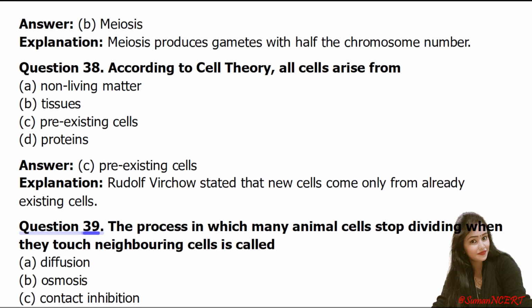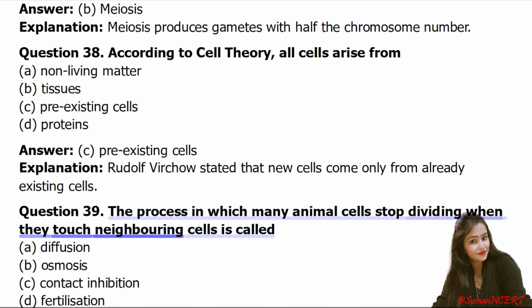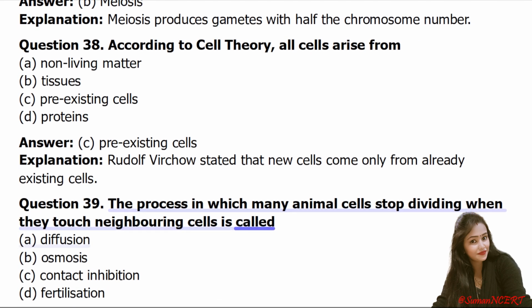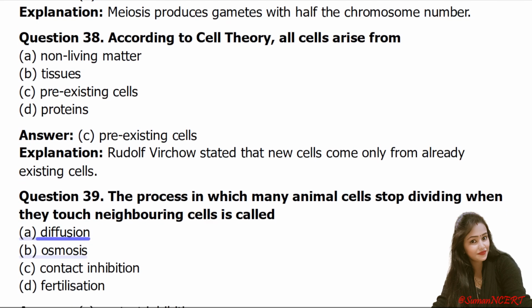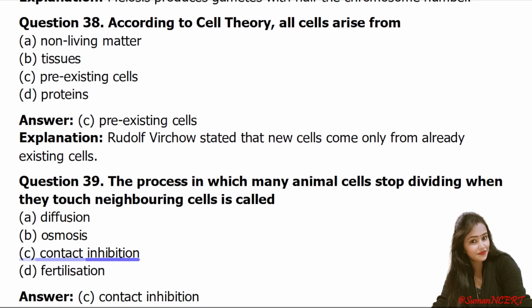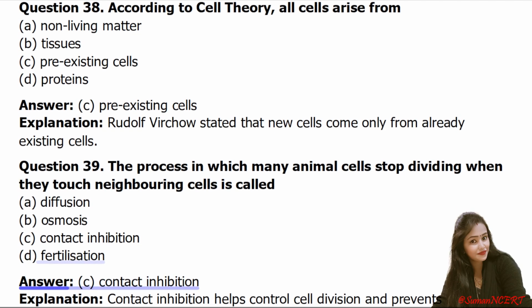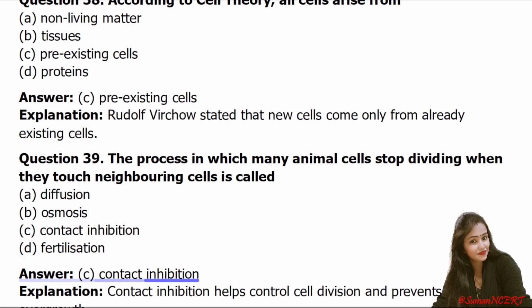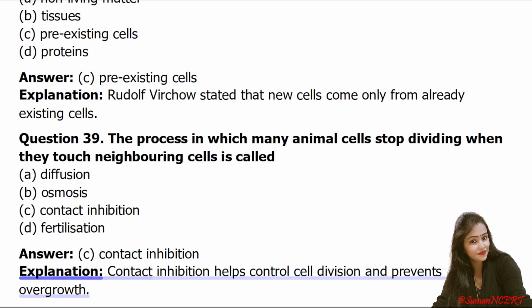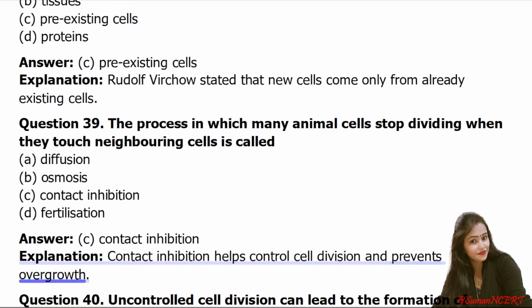Question 39. The process in which many animal cells stop dividing when they touch neighboring cells is called A. Diffusion. B. Osmosis. C. Contact inhibition. D. Fertilization. Answer: C. Contact inhibition. Explanation: contact inhibition helps control cell division and prevents overgrowth.